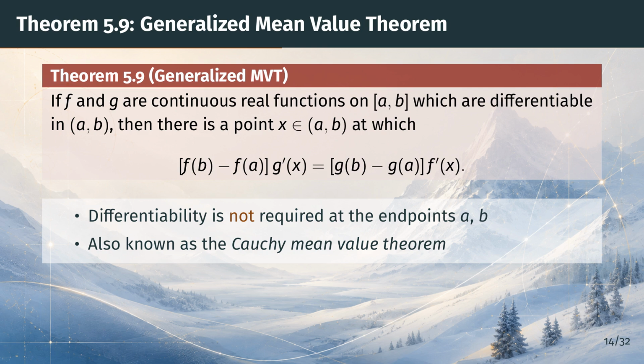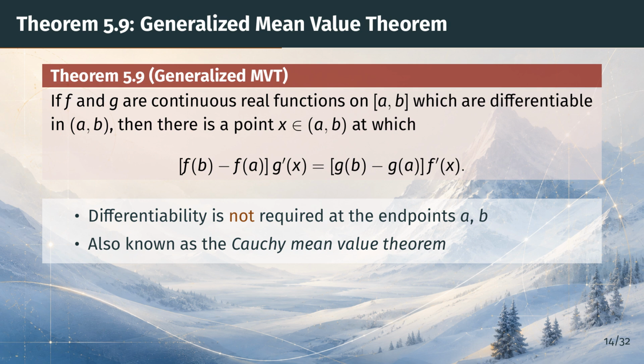Here's the first main result, the generalized mean value theorem, also named after Cauchy. It concerns two functions at once. Both f and g are continuous on the closed interval and differentiable on the open interval. The conclusion is that at some interior point, x, the increment of f over the whole interval times the derivative of g at x equals the increment of g times the derivative of f at x.